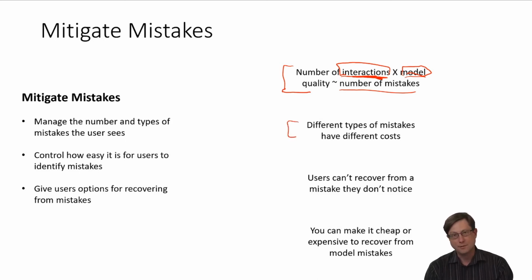The second thing is different types of mistakes have different costs. We'll go through that in a little bit more detail, but you can control the cost of the mistakes that the user is going to have. And the third thing is that users can't recover from mistakes that they don't notice.